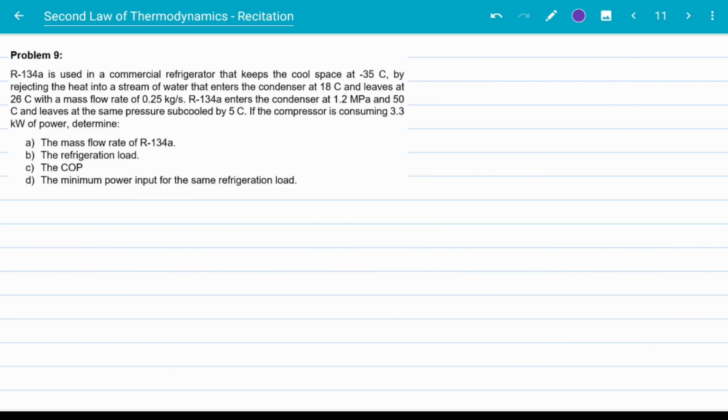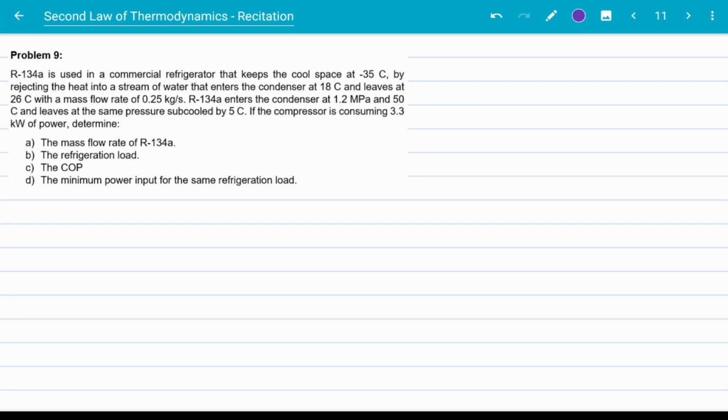Problem 9. We are dealing with R134A again as our working fluid in a refrigerator. This refrigerator is keeping the cool space at minus 35 degrees Celsius. It is rejecting heat into a water stream that enters the condenser at 18 and leaves at 26. So it's just like a river. Instead of dumping into a river, we're dumping into a water stream.